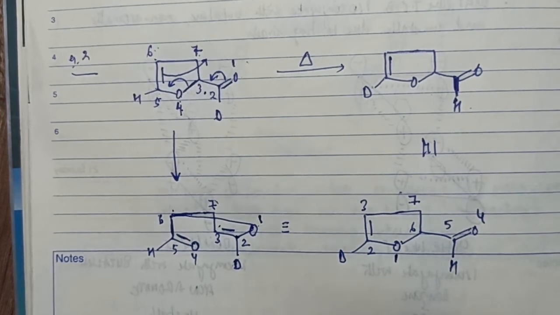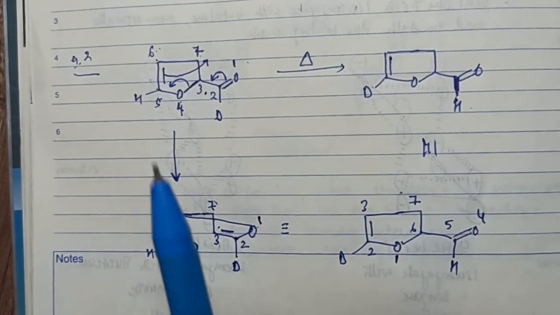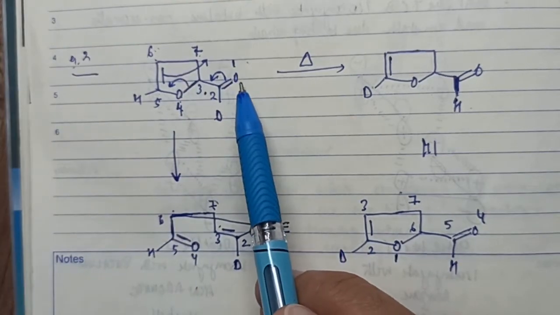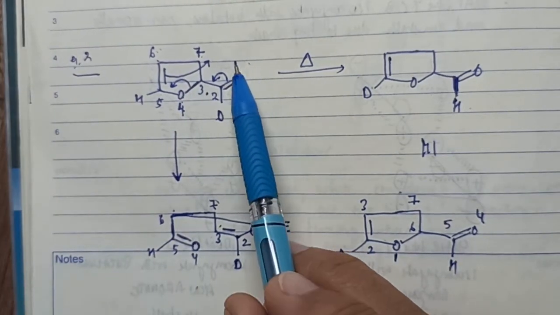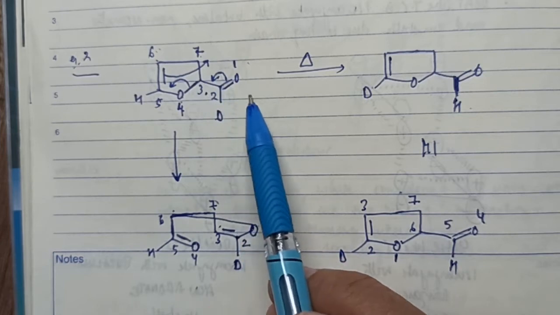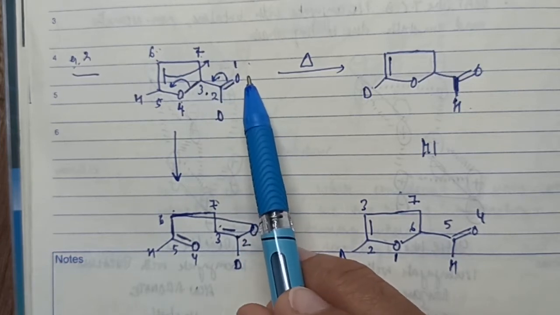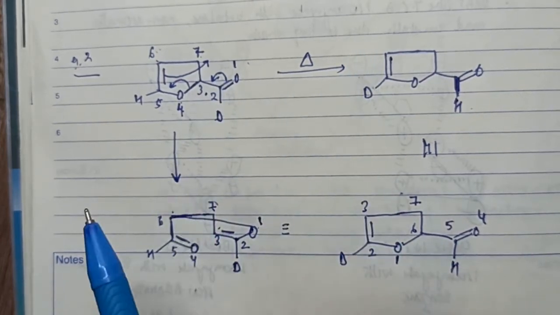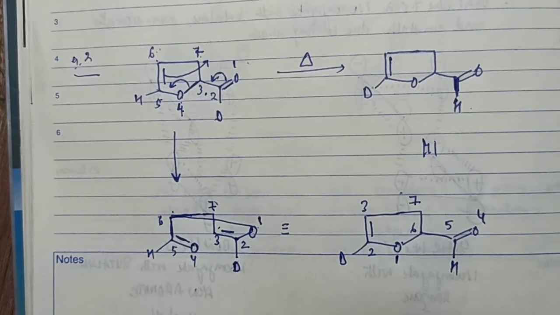Now before I move further, this particular example is the one which involves an oxygen atom as a part of the diene system. Once it involves an oxygen atom, this Cope rearrangement can be renamed as an oxy-Cope rearrangement because we'll be using an oxygen atom in this reaction. So I can call this rearrangement oxy-Cope. I'll discuss this in the latter part of the video also.